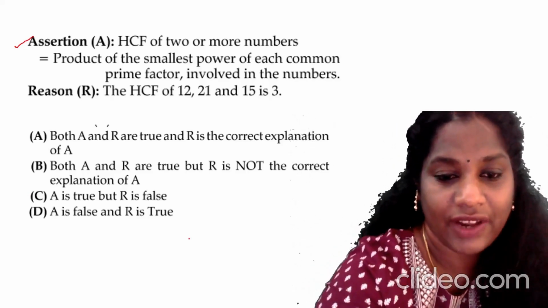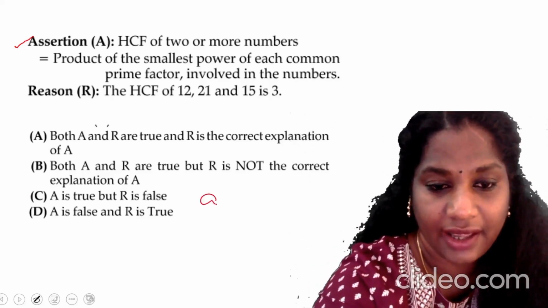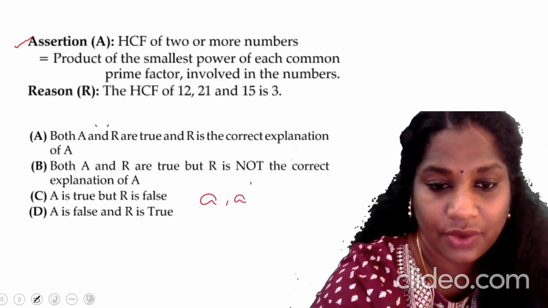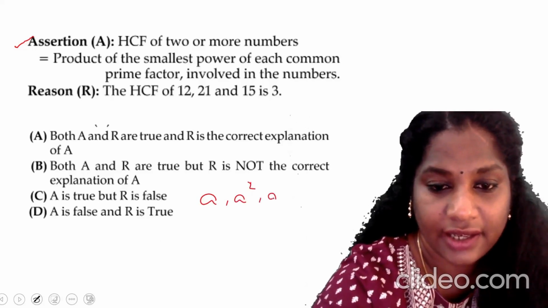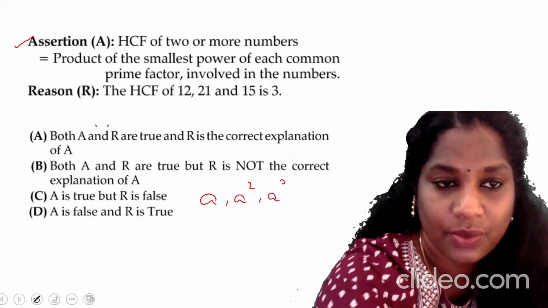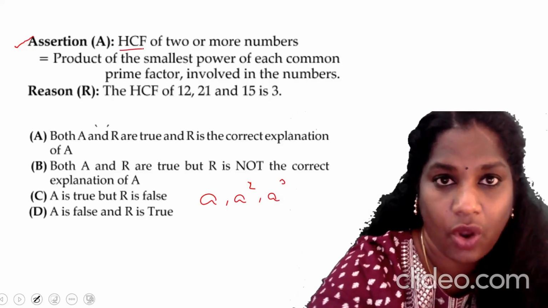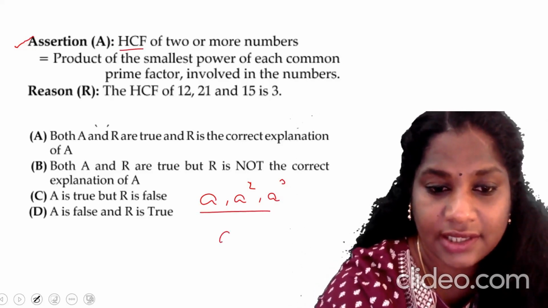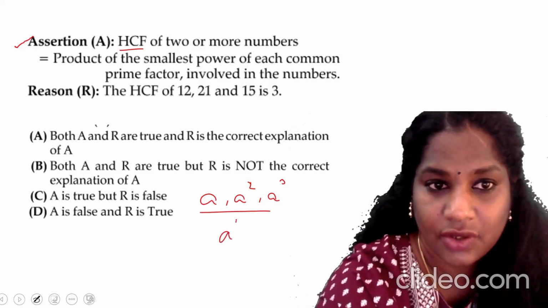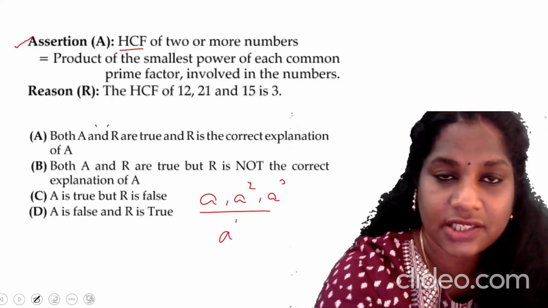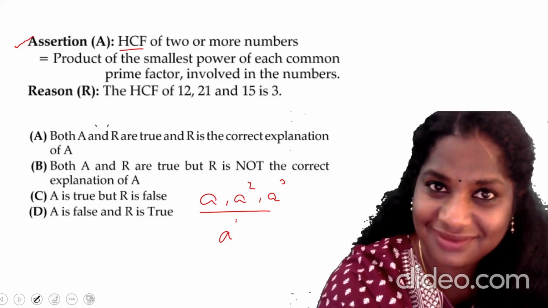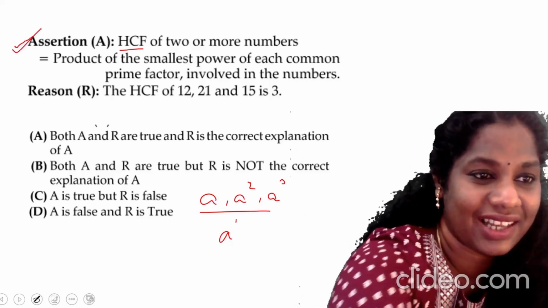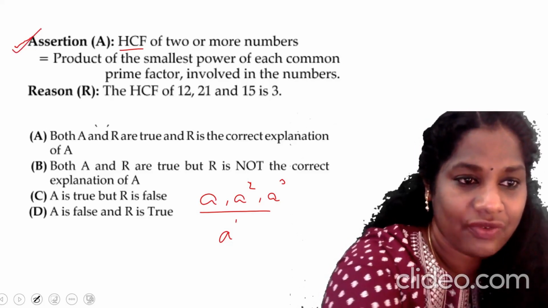So now if I take three numbers, a, a raised to 2 and a raised to 3, which is the HCF, the highest common factor in all three? A, right? A raised to 1. So does it make sure that our assertion is correct? Yes, assertion is correct. Okay, now let's go for reasoning.